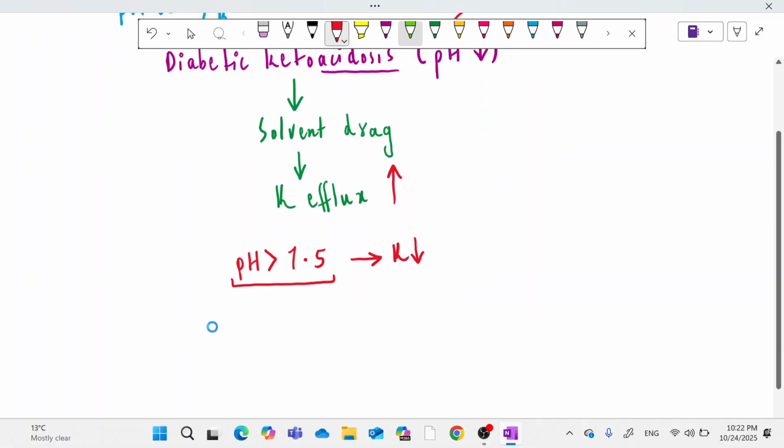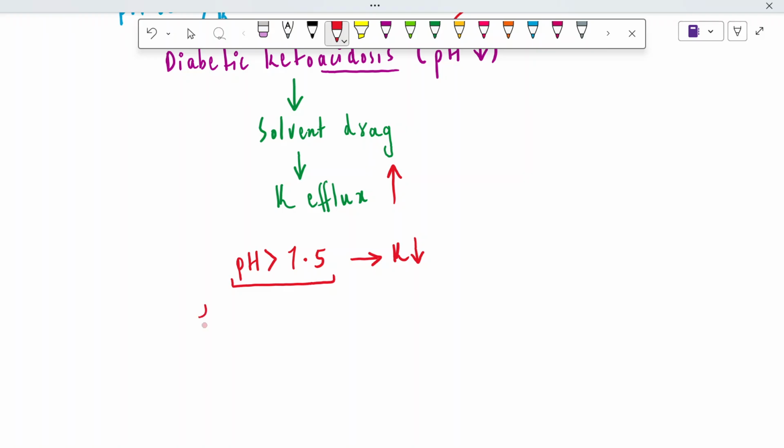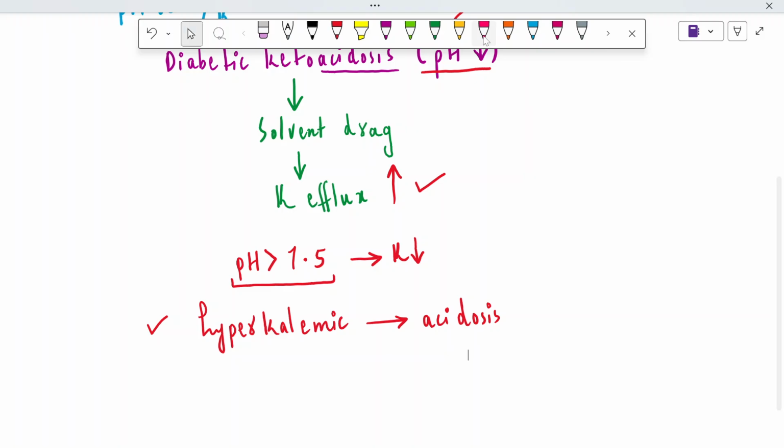We have seen that acidosis can result in hyperkalemia, right? Hyperkalemia can also result in acidosis. Let us see how it happens. First of all, hyperkalemia can be due to certain nephropathies like chronic kidney disease. It can be due to renal failure, right? So there will be a hyperkalemia component there.